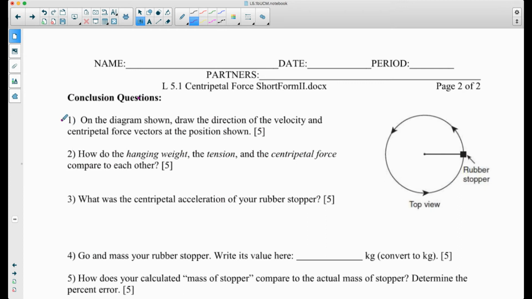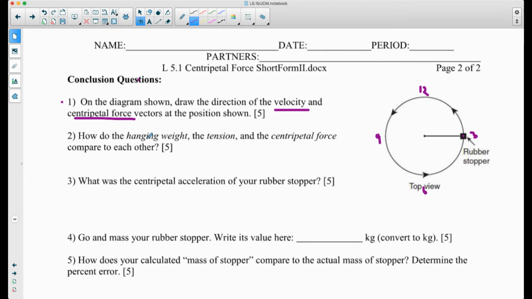On the diagram, if you don't have this paper printed, just draw a circle. Put your stopper over here at the 3 o'clock position, like a clock: 12, 3, 6, 9. So the 3 o'clock position is the stopper. And here it's rotating, you see, with the arrowheads, counterclockwise. So you're going to draw the velocity and centripetal force vectors at this 3 o'clock position. Number 2, we just talked about, handle it. Number 3, you did on the front, handle it.